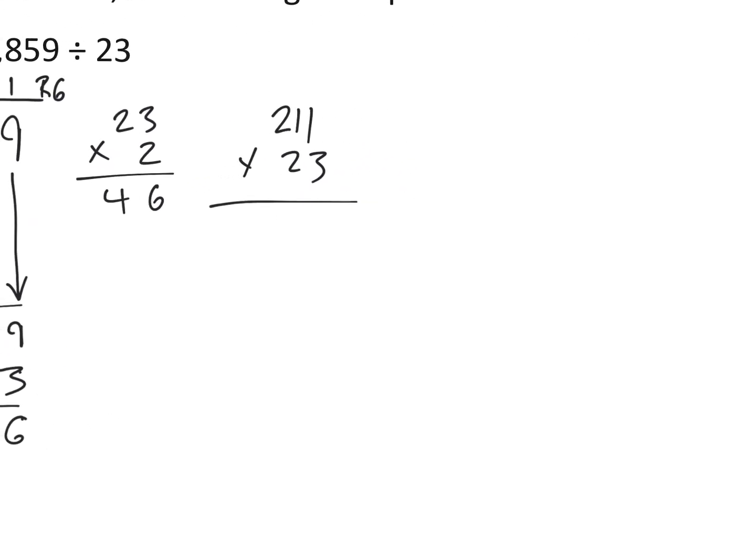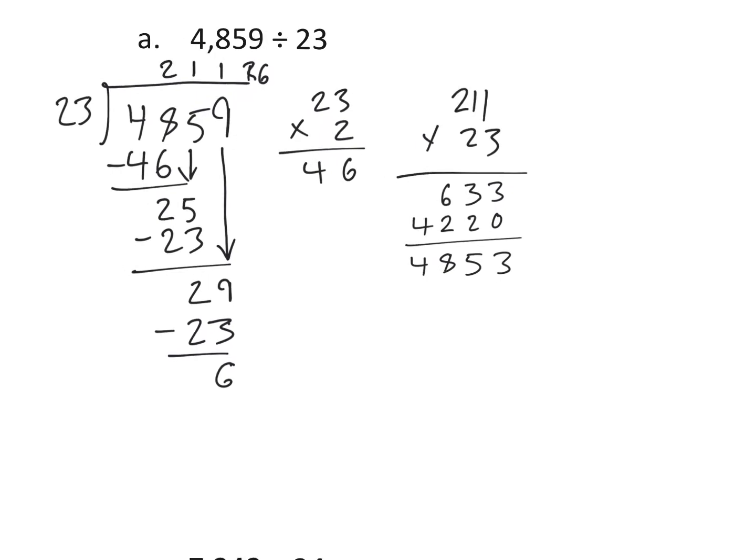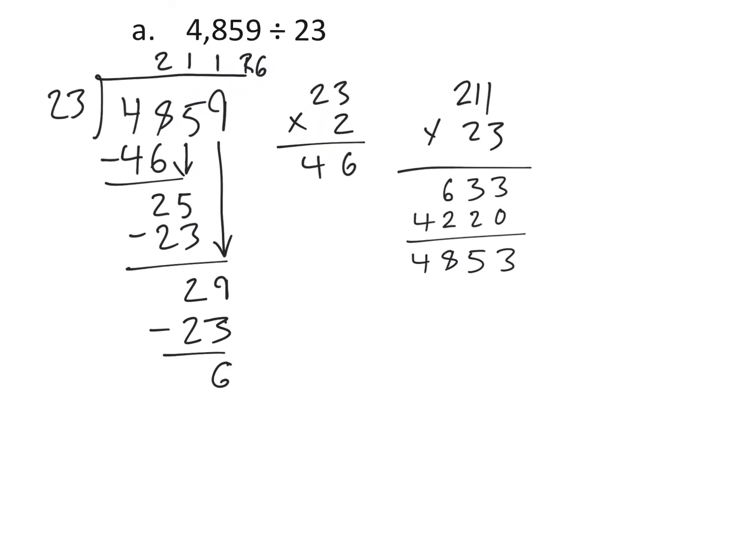So 3 times 1 is 3, 3 times 1 is 3, 3 times 2 is 6. Then now I'm in my tens place, so I have a 0. And then 2 times 1 is 2, 2 times 1 is 2, 2 times 2 is 4. It's going to give me 4,853. And then I have to remember to add my remainder.